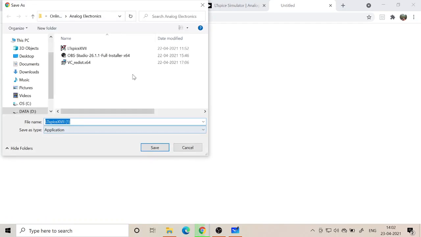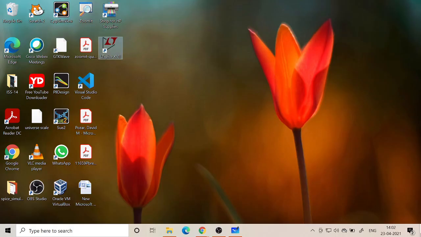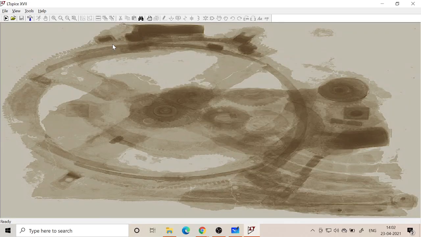I have already downloaded it. Then click on it further and install it, depending upon your system, whether it is a 64-bit system or 32-bit system. It will not take much time, and after installation you will have this icon. You can have this shortcut, and if you double click on it, it will open up like this. Okay, LTSpice 17. It is written 17, LTSpice 17.